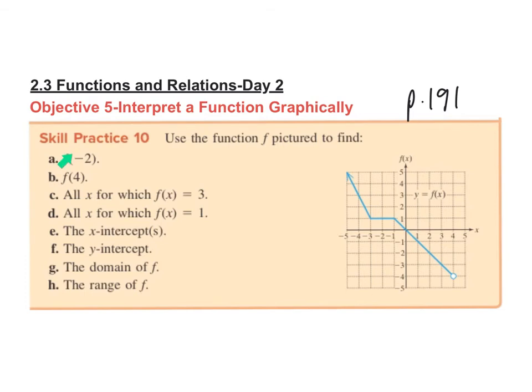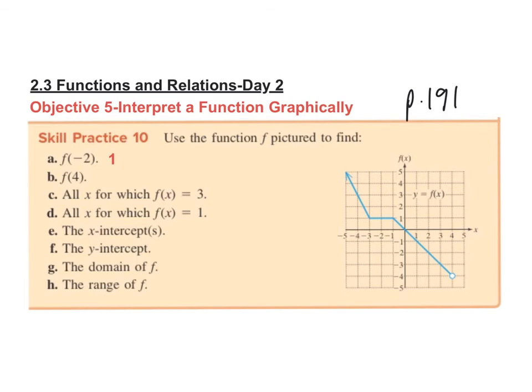When they're saying what is the value of f of negative 2, what information does this give you? X. And what about it? X equals negative 2. Okay? So we're trying to find the value of f when x equals negative 2. So I've got to come over here where x is negative 2 and find the corresponding f of x or y value. So what is that y value that goes with negative 2? 1. So that's all you have to do. Just 1.